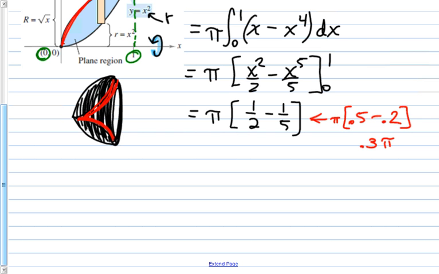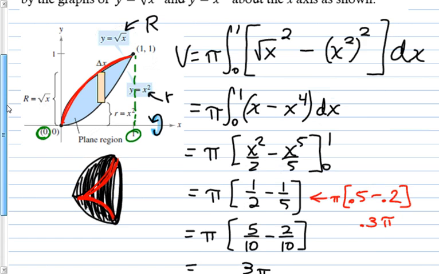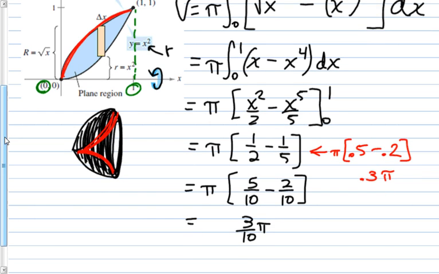Or 1/2 is also the same as 5/10, and 1/5 is the same as 2/10, right? Common denominator. 5 minus 2 is 3/10, and then there's my pretty little pi. So 3/10 pi or 0.3 pi. Same thing. This is a problem that you shouldn't have to use a calculator. And that is the volume of this, I guess, solid revolved around the x-axis.